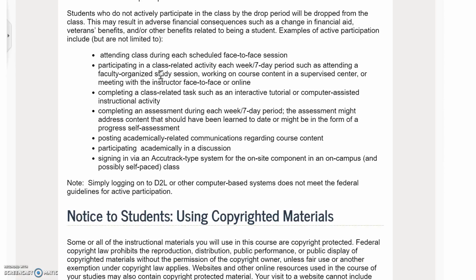There's definitely more to the syllabus, so take some time to read that, but I wanted to talk about those main points. If you have any questions at all, please let me know.